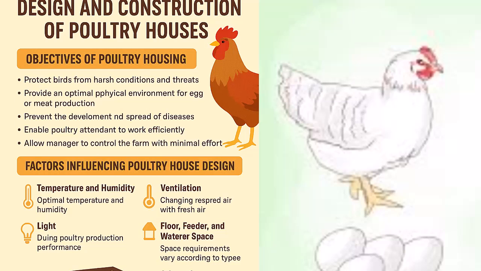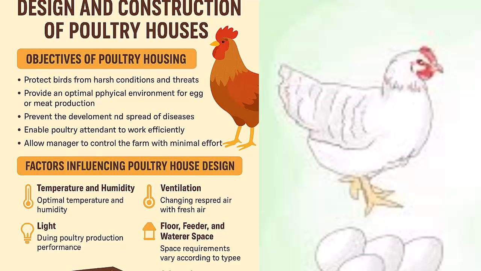Roof: gable type, aluminum or asbestos sheet. The function is insulation and shade. Doors wide enough for machinery, for easy cleaning and removal. Housing systems: naturally ventilated systems, front and back open houses, and controlled environmental houses. These are the types.